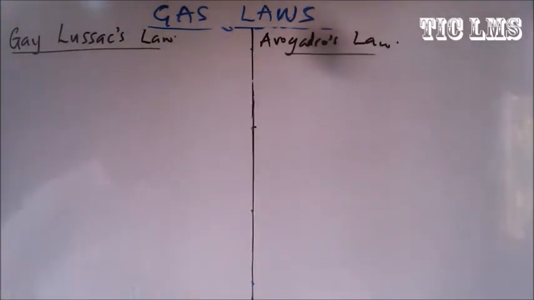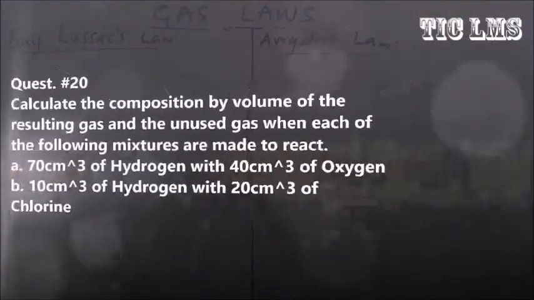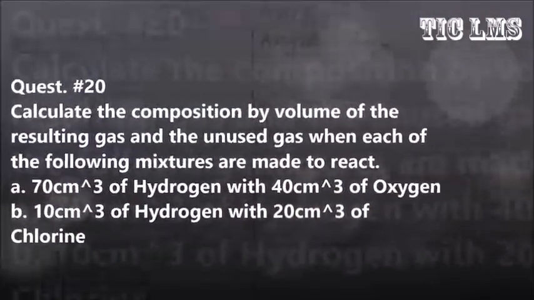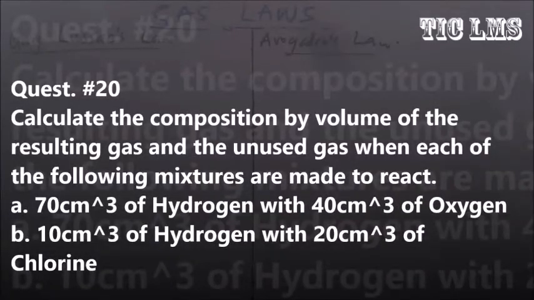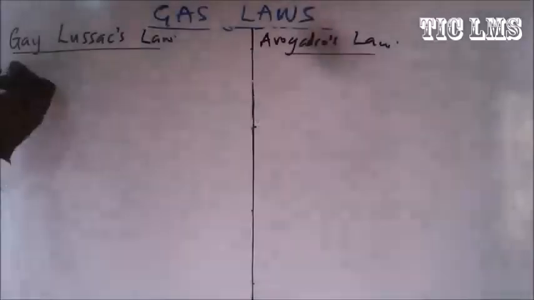This question says, calculate the composition by volume of the resulting gas and the unused gas when each of the following mixtures are made to react. A. 70 cm cubed of hydrogen gas with 40 cm cubed of oxygen, and B. 10 cm cubed of hydrogen with 20 cm cubed of chlorine. Now let's take the first part.